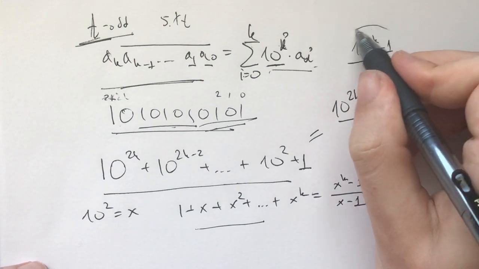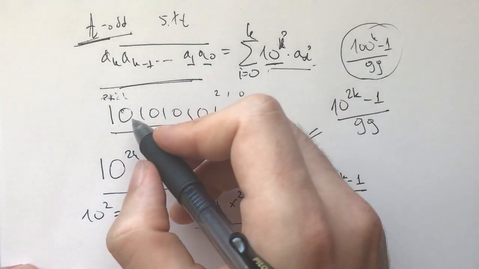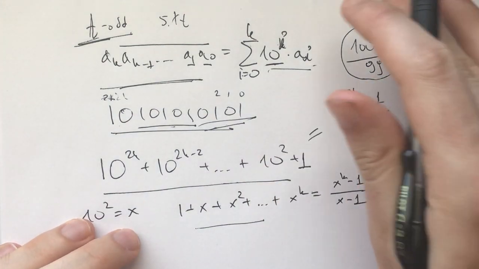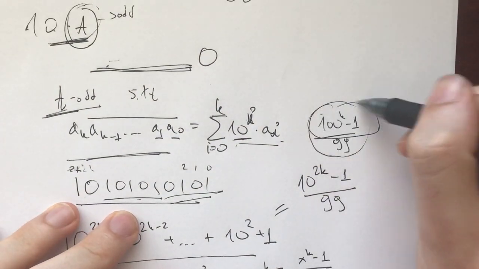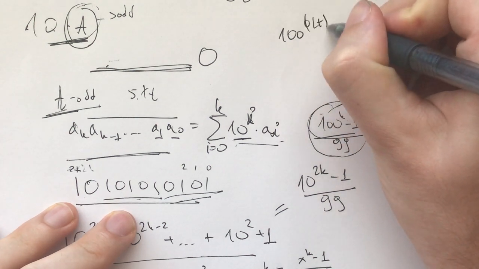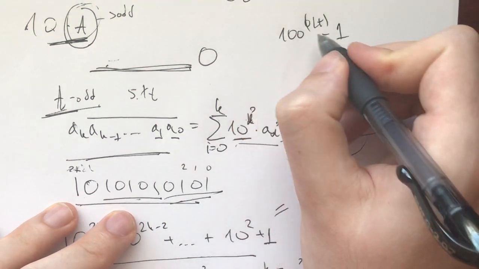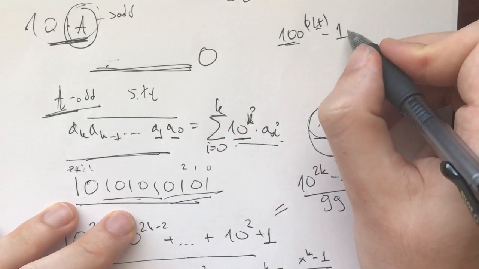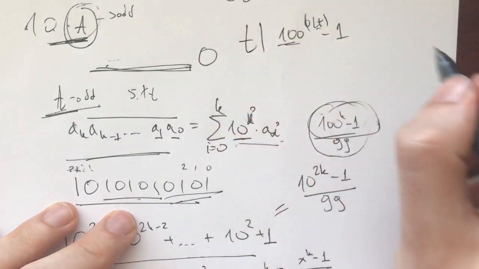And we need to show that this number is divisible by any odd number. Now we can make this happen by taking 100 to the phi of t minus 1, because t is relatively prime to 100, so this will be divisible by t.